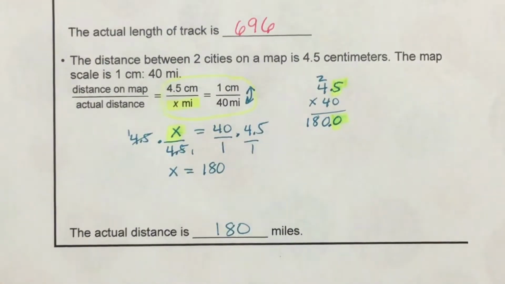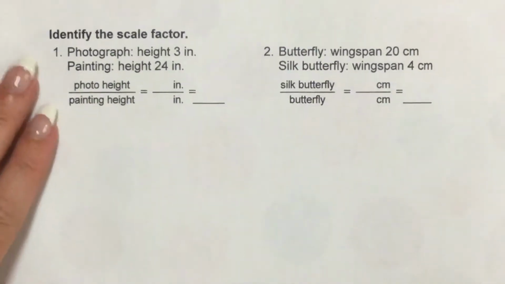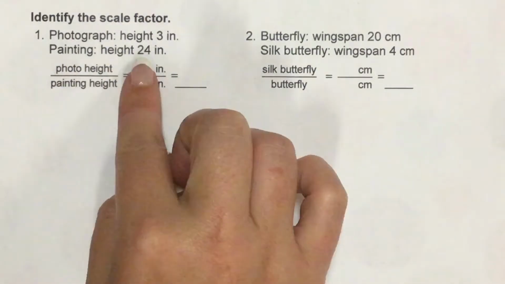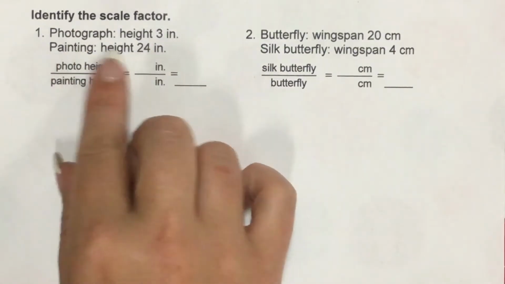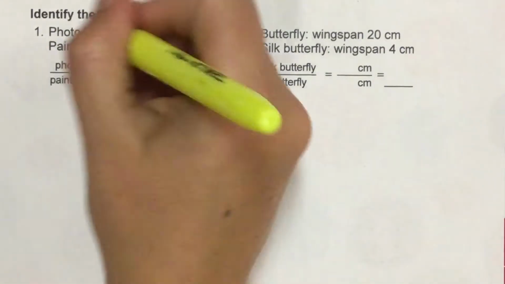All right, pretty cool. Okay, let's go ahead and flip the page, and let's look at some other examples of problems. So let's look at 1 and 2. We have a photograph which has a height of 3 inches. The painting has a height of 24 inches. So we need to identify the scale factor. So that's what we're doing.